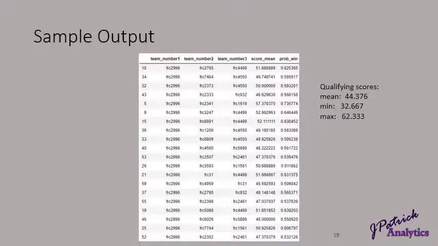Here's a sample of what the generated list would look like. You see 3 teams that are suggested for an alliance, the mean score, and the probability to win for those teams. Combine this with the scouting information that was collected and the final choices can be made.